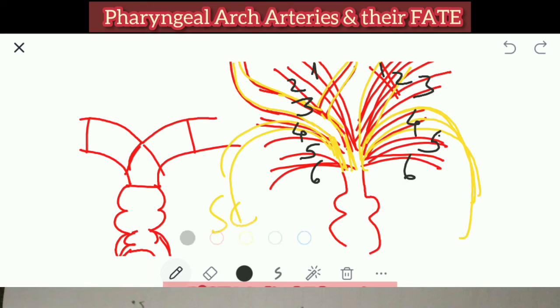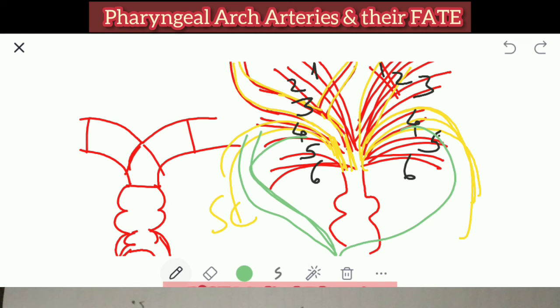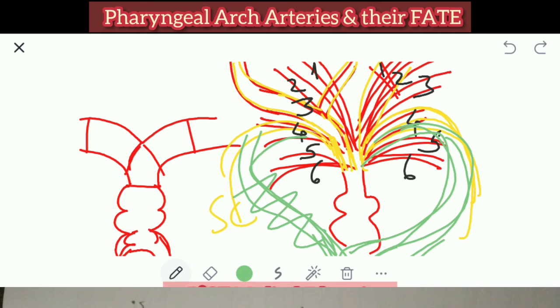I will draw in red color, I will draw in the green color. These dorsal arches come and fuse like this and form the common. Then this one regresses and this continues as the arch of aorta. Are you understanding how this figure is getting developed into this? Are you understanding how the development is happening? So I hope you have understood this concept.